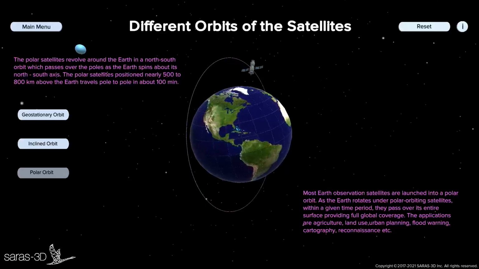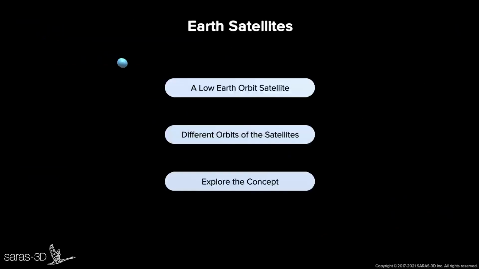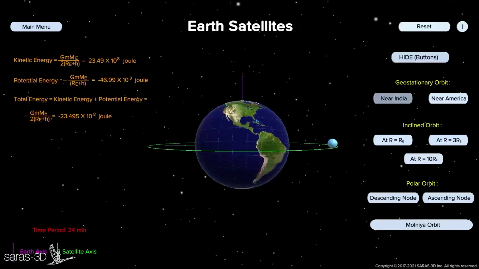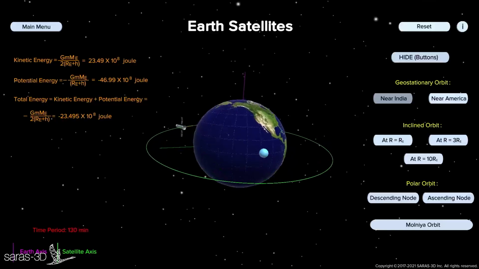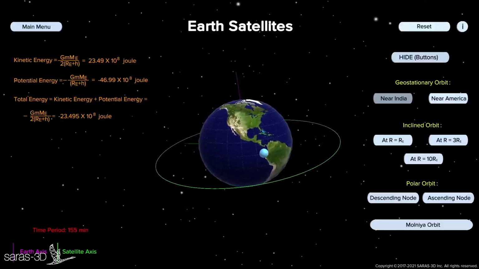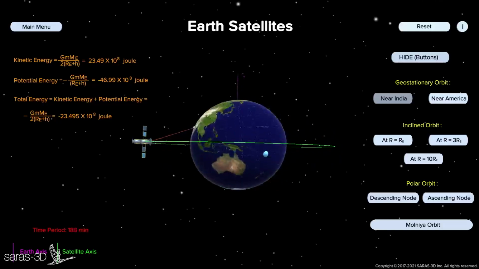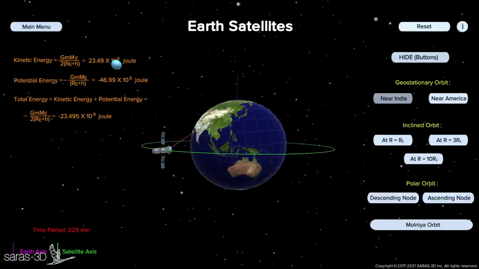So having studied these concepts through animation, let's explore the case of the geostationary satellite. As you can see, the geostationary satellite is perfectly in sync with the motion of Earth around its own axis, and that is the reason we call it a geostationary satellite.